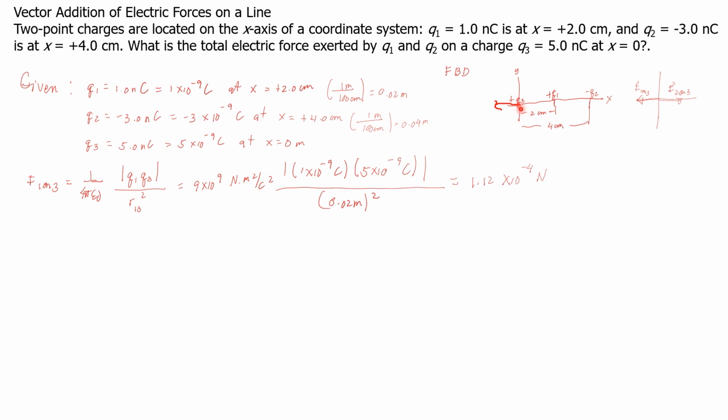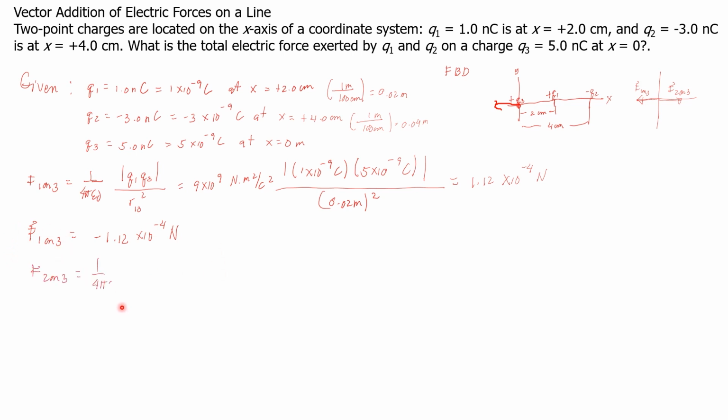positive charge Q3 and negative Q2 will attract. So the force of charge 2 on 3 will go in the positive direction. And since the vector quantity of the force of charge 1 on 3 is equivalent to negative 1.12 times 10 to the negative 4 Newton. Again, this is only the magnitude, and this one is the vector quantity of the force.